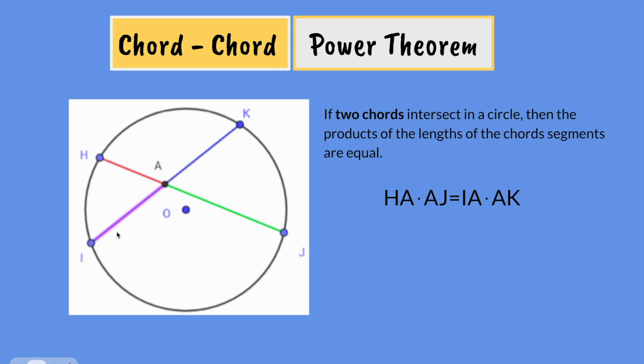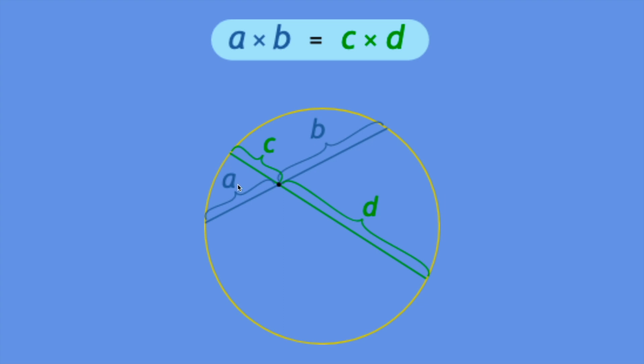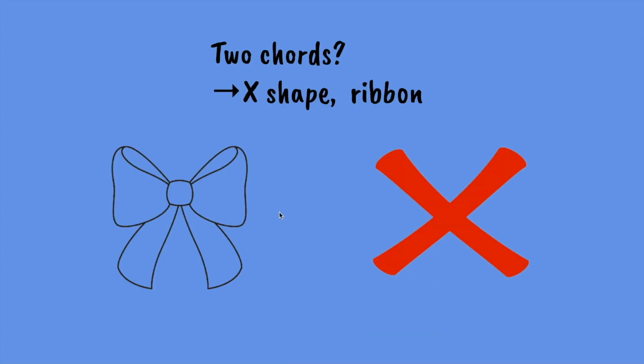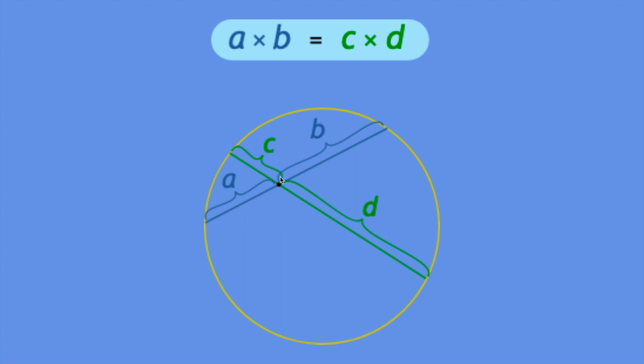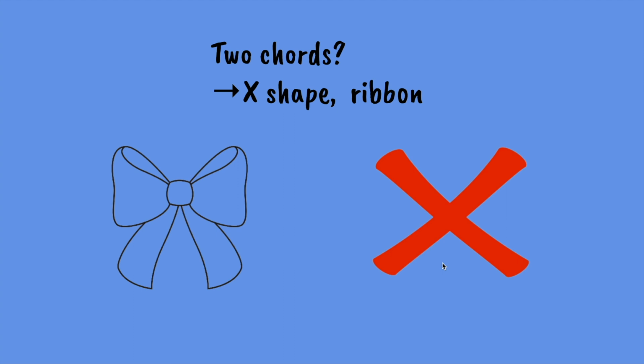When you see two chords in a given circle, you should think of this power theorem. The conclusion of this theorem is: A multiply B equals C multiply D. When you see the two chords and the intersecting point, you should think of the four divided segments, and think of this as an X shape, or a ribbon. A multiply B will equal C multiply D, and I'll show you why.